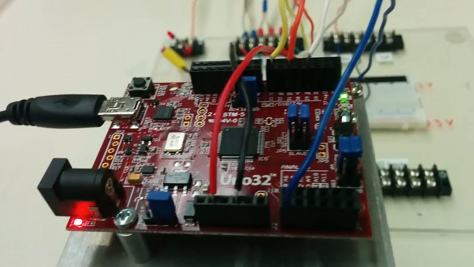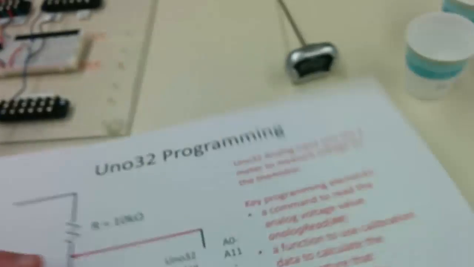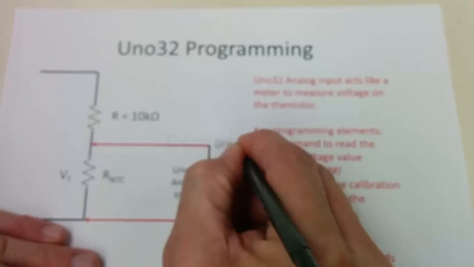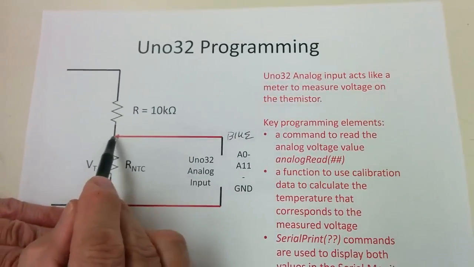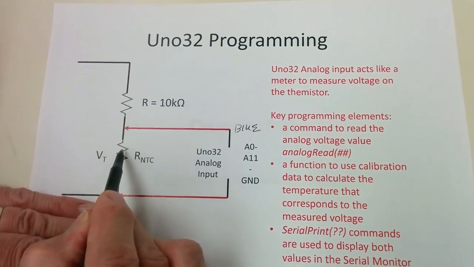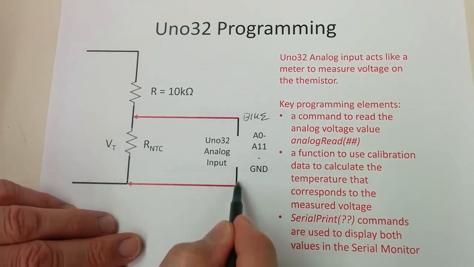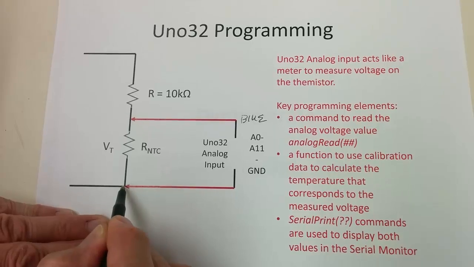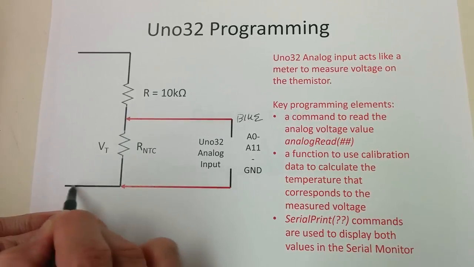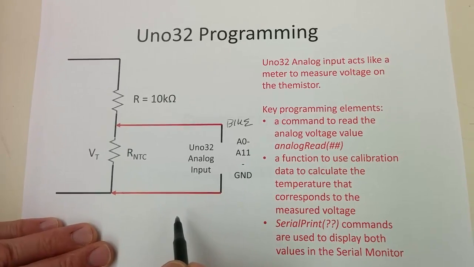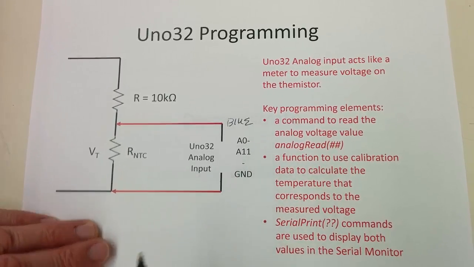Again, let's take a quick look at that circuit again. So this is going to be our blue wire, and this is connected to that point where the 10K and the thermistor are tied together. So that goes out to the UNO 32, and then the ground is also tied to that lower part of that circuit. We knew that was already set up on the series circuit that got the sensor powered. So this is the setup for that.